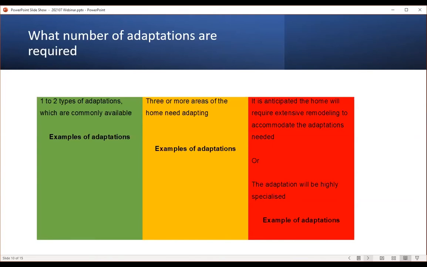Perhaps where somebody might need a more targeted approach, where we need to be thinking perhaps differently, is where there might be three or more areas of the home needing to be adapted. And then a red flag is where we're anticipating, given the person's needs, that we're potentially going to require extensive remodeling to accommodate the adaptations that are required. So once again, that's another red flag.